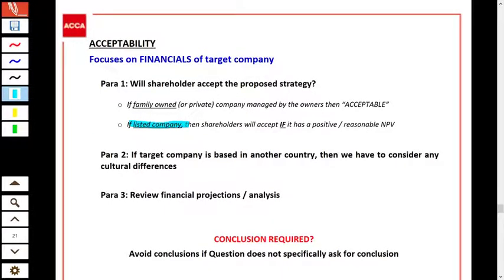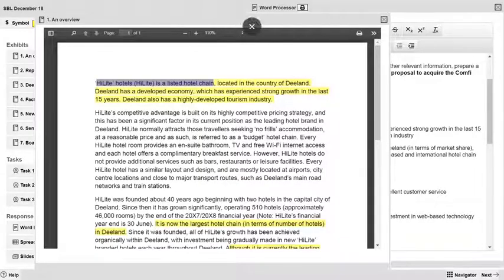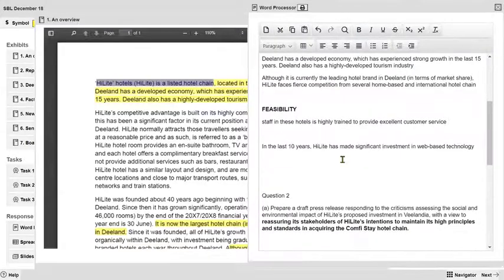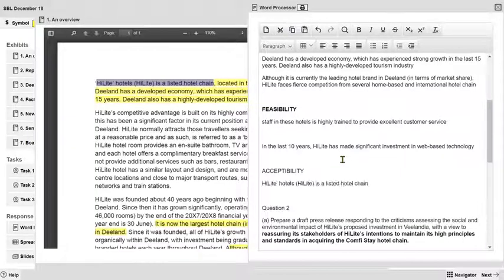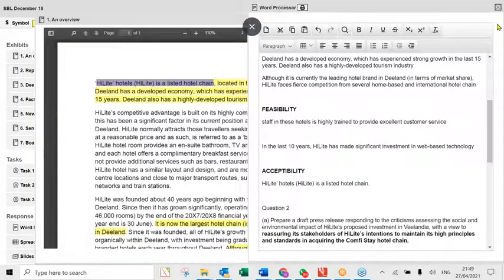So can I copy paste this information under acceptability? I go to feasibility, I create another heading, ACCEPTABILITY, and I paste this information that it is a listed hotel chain. Okay. Any problems so far? This is the foundation of linking, trying to think where to put.